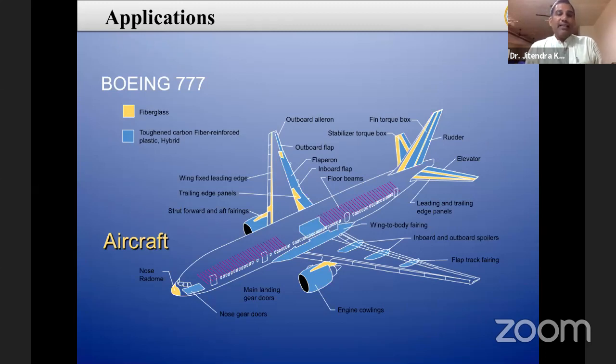So like in this Boeing 777, you can see this yellow color showing in the aircraft, and this is made up of fiberglass. And the other color, you can see this bluish color. This is made up of either hybrid composite or toughened carbon fiber reinforced plastics. This is the basic difference.